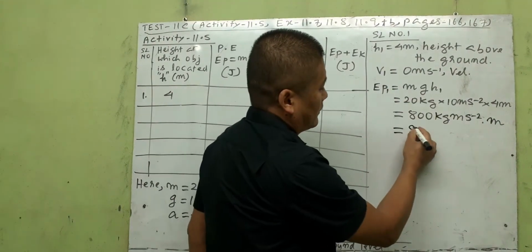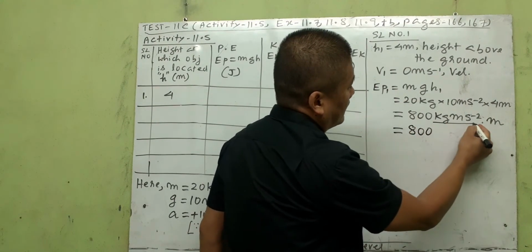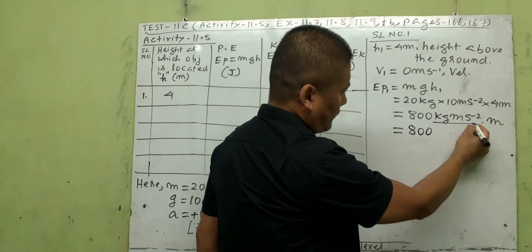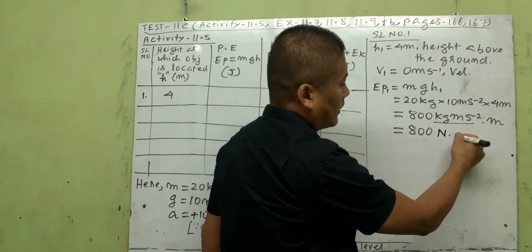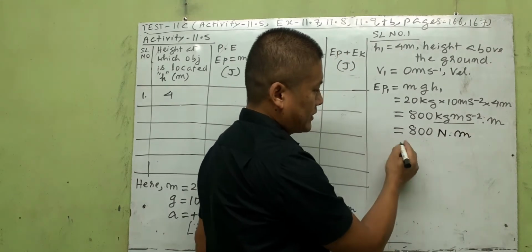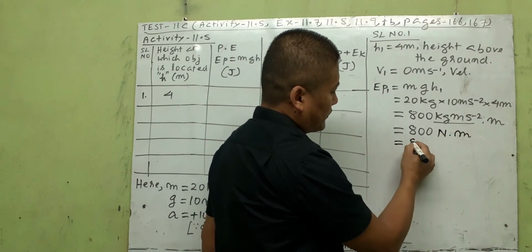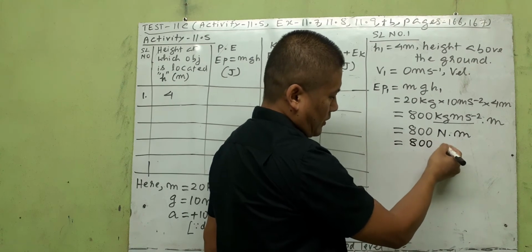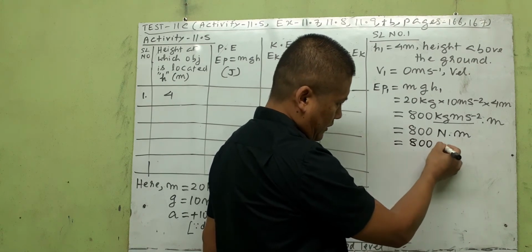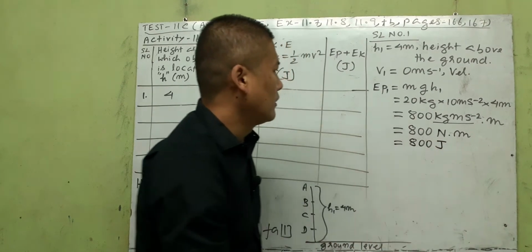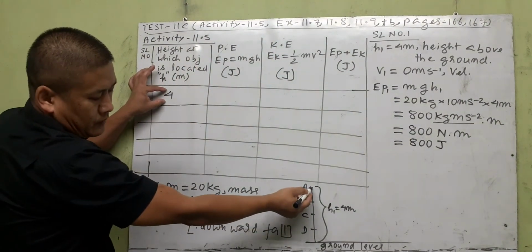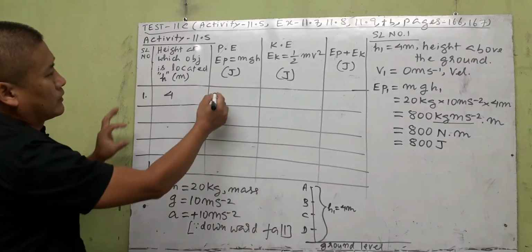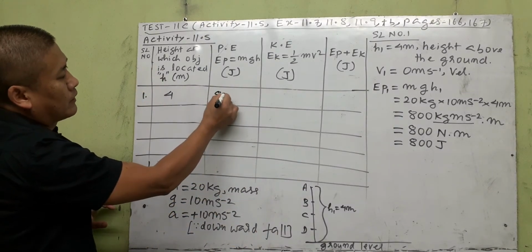So here 800. This is the unit of force, which is Newton, right? We can write it in short as Newton. Kg meter per second square is the same as Newton. And Newton meter is the SI unit, but in short form it is written as joule. So here the first potential energy, when the object was at the height of 4 meters above ground before being dropped, was 800 joules.